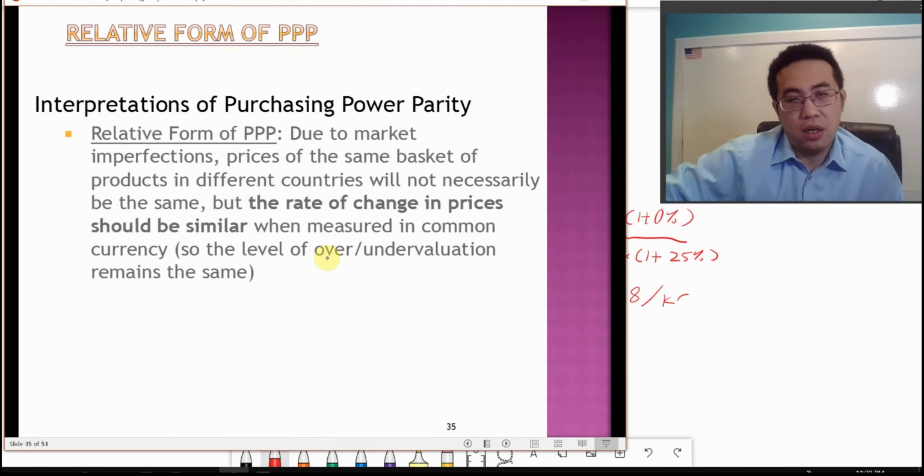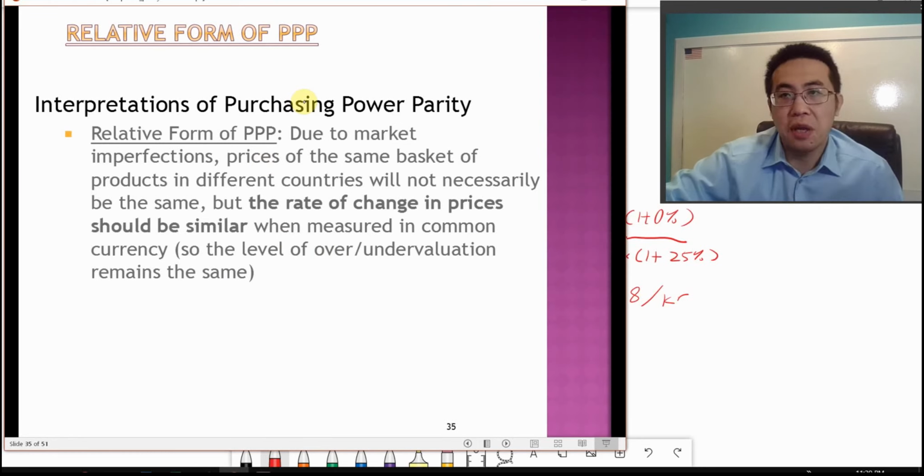Get back to the description of the relative form of PPP. So it's okay for the market to be imperfect, to have all this shipping cost, transaction cost, so the prices in US and in Norway would be different. And it's okay to have the overvaluation of the Norwegian krone by 100%. But the rate of change in prices should be similar, okay, when measured in common currencies.